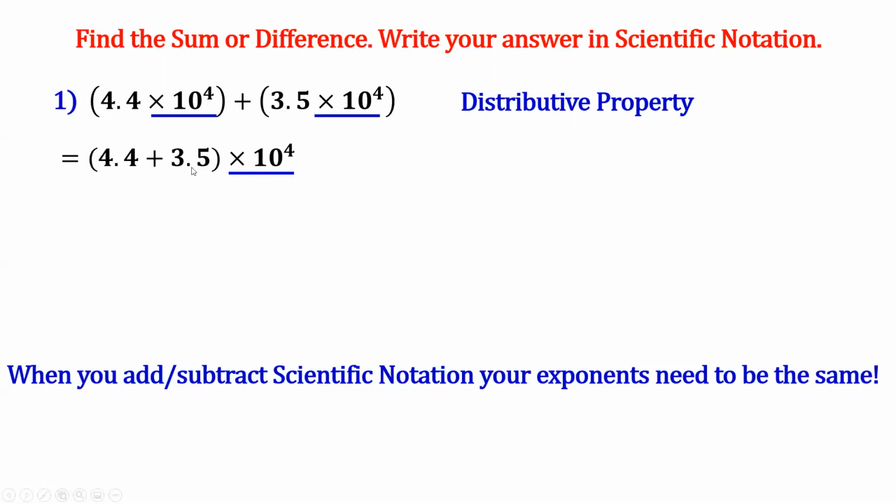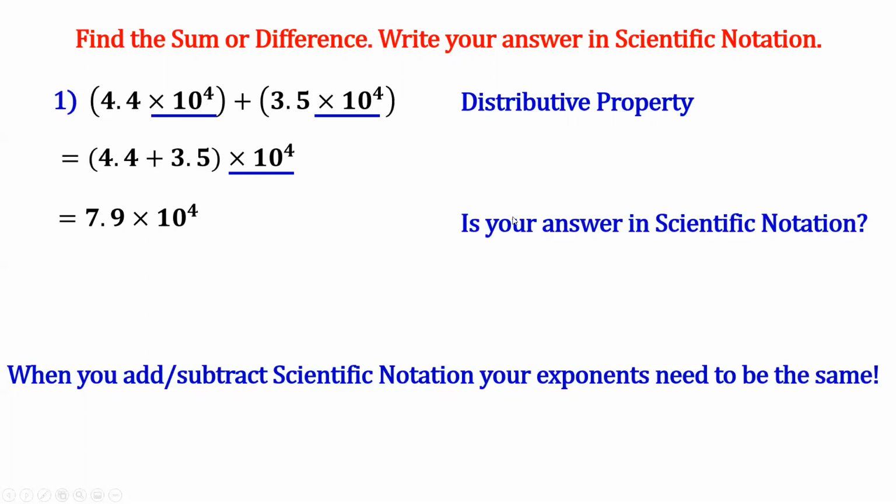Now the stuff in the parentheses is a simple addition problem. 4.4 plus 3.5 gives me 7.9. And then before you box your answer, you want to check, is your answer inside the notation? In this case, yes, the number is between 1 and 10. 7.9 lies between 1 and 10, so I can box this answer and we're all done.